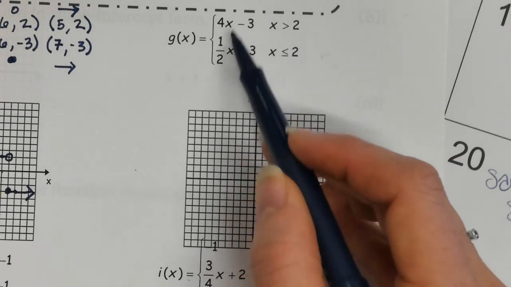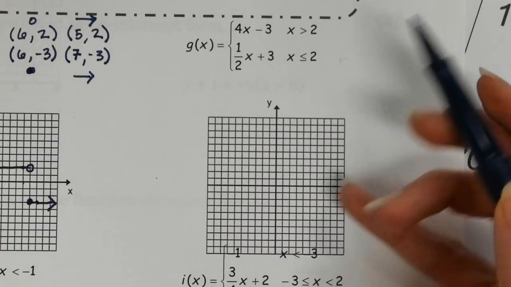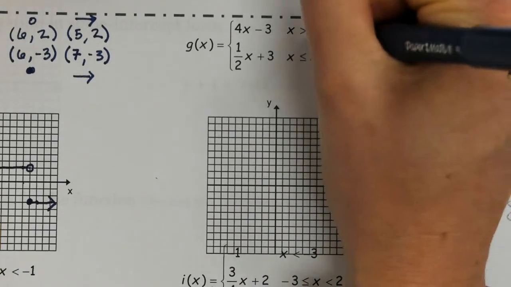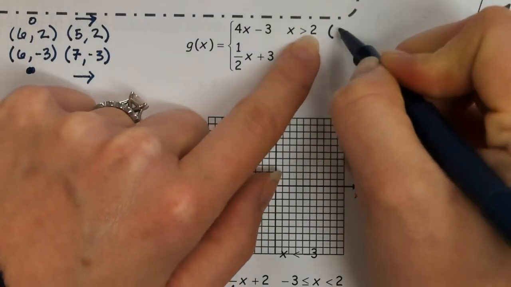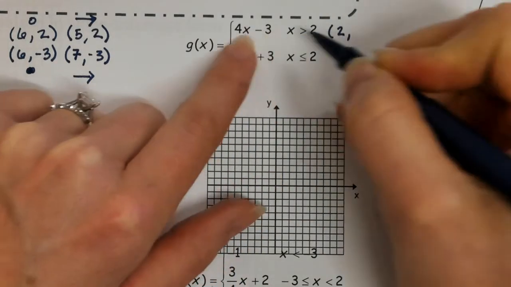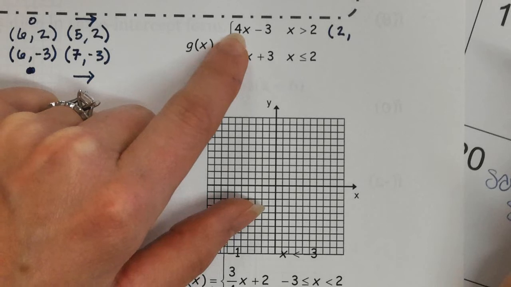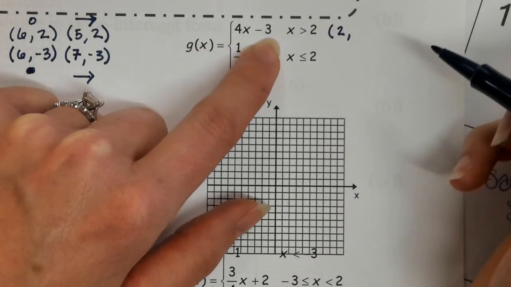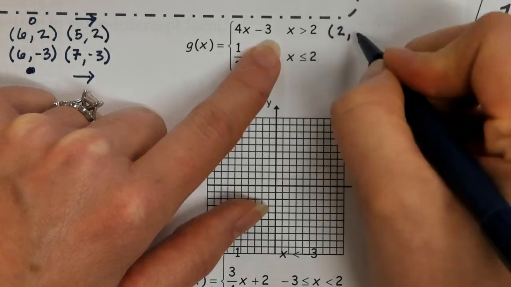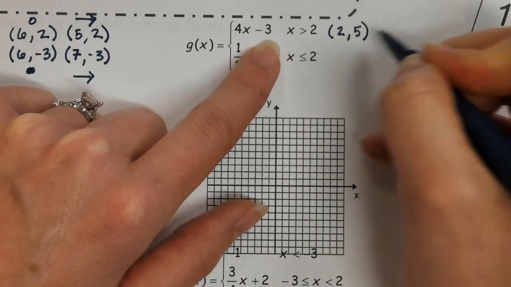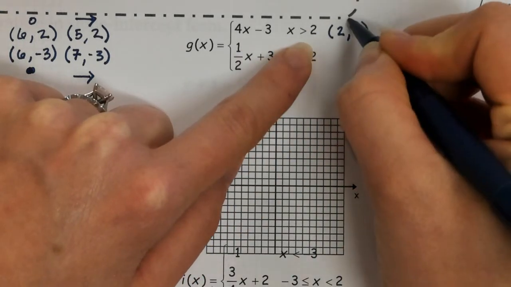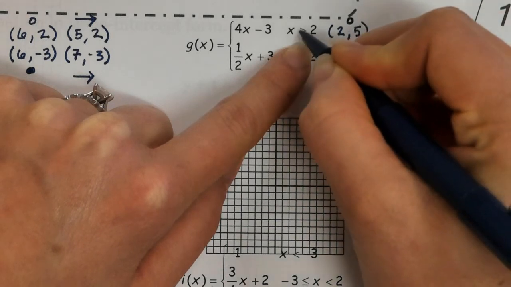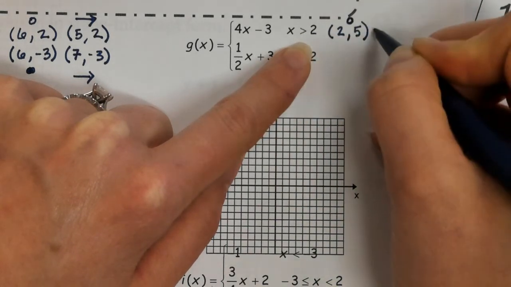So now we actually have an x value in here. So our boundary point is at 2. That's my x value. And I'm going to plug it in. 4 times 2 is 8 minus 3. 8 minus 3 is 5. This is going to be an open circle because it's just greater than.